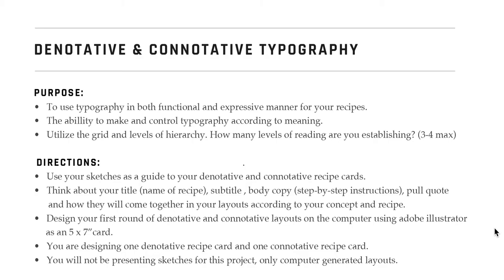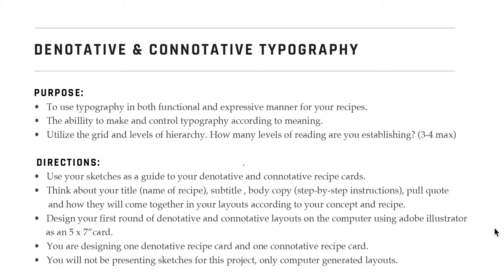That's fine too. So for the directions, we're going to be using a sketch out of the 4 that we have created. So we're going to pick one as a guide to our denotative and connotative recipe card. So we're picking one sketch for denotative and one sketch for connotative. Think about the title, the name of the recipe, the subtitle, body copy, the step-by-step instructions, the pull quote, and how they come together in your layouts according to your concept and recipe.